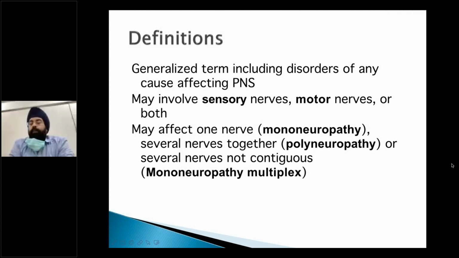Now, if those bunch of nerves affected together are in a common distribution area, it's called polyneuropathy. Now, it is sometimes possible that these nerves might be in different areas but still affected temporally at the same time. So at that point, it is mononeuropathy multiplex. You will understand more as we go on.